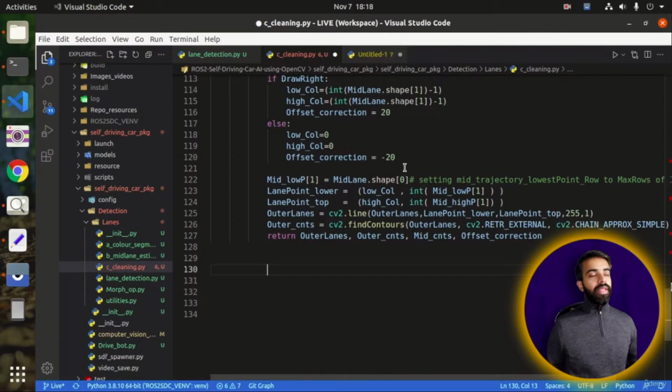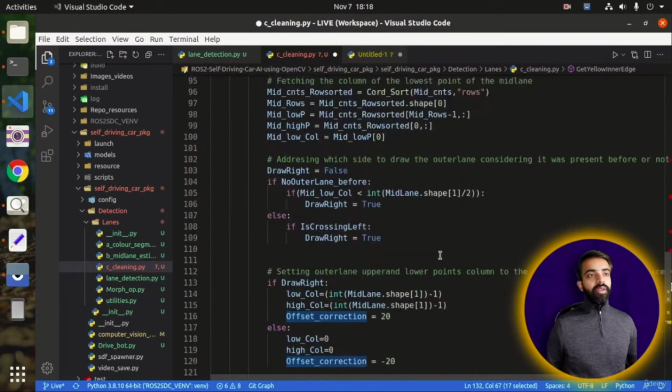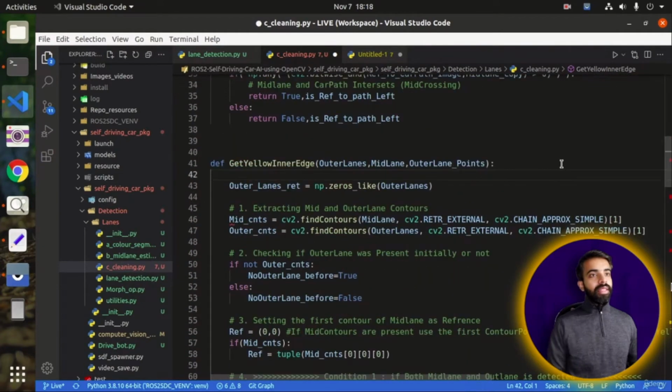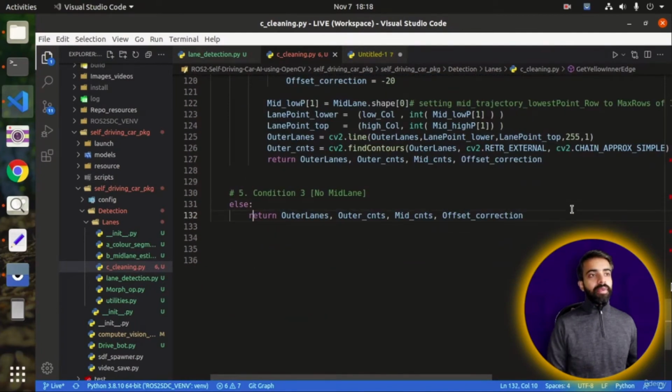Once you have done this, we look at the case where there was no mid lane at all. If there was no mid lane at all, then we simply return everything that we have in the initial state. At the moment, the offset correction has not been declared globally, so we need to declare it at the start. We simply set it to 0 and proceed to the next step. Once we have done this, we have defined our first step in the cleaning stage.